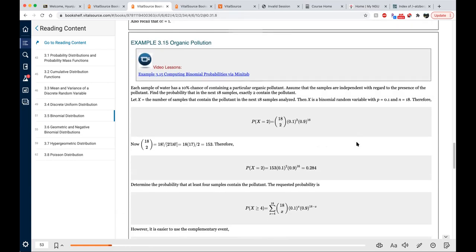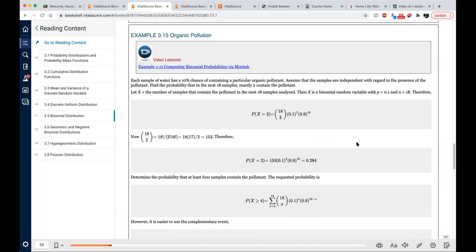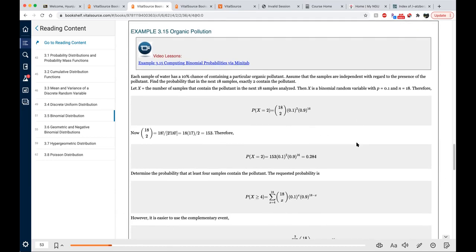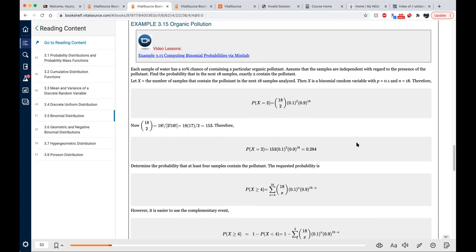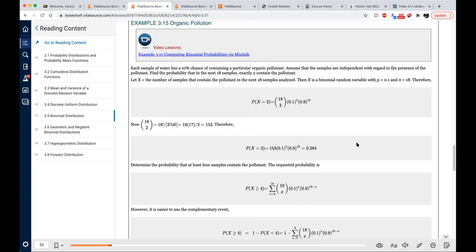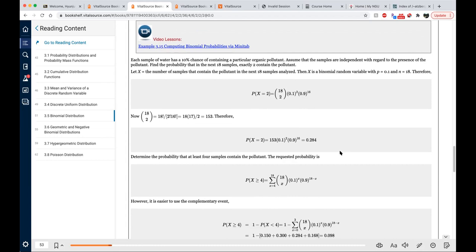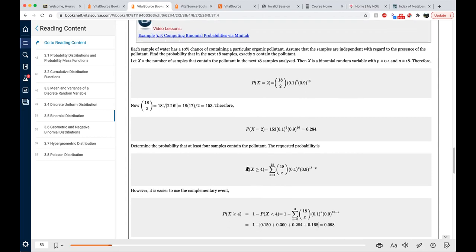So example 3.15. Look at this. I explained that when I tell you how to use the calculator to figure out the PMF for the binomial distribution. But if we look at this one, probability x is greater than or equal to 4. Let's take a look at the problem first.